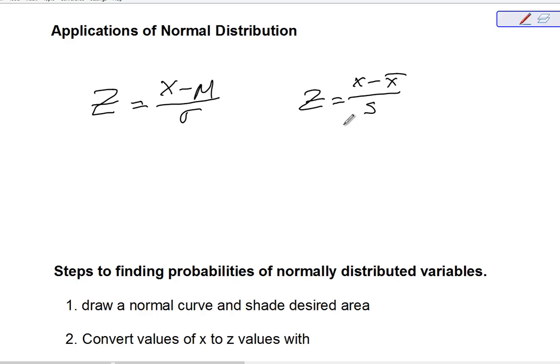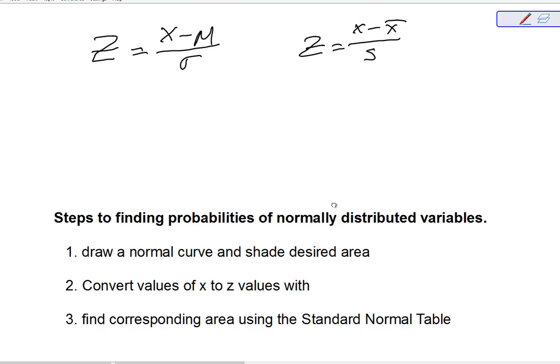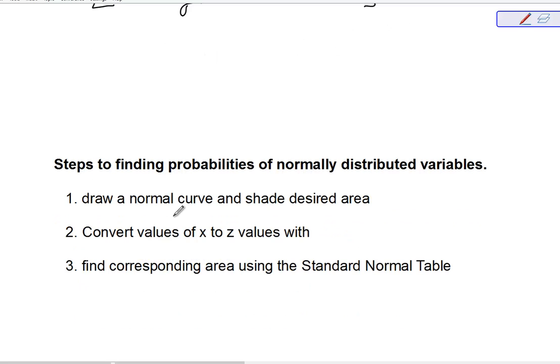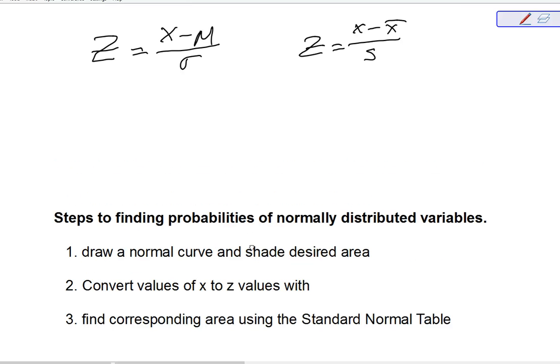How we're going to be finding these is we're first going to draw the normal curve and shade the desired area, just like we did when we were finding the area underneath the curve. But then we want to convert our x value into z values using this formula here. And then we find the corresponding areas using the standard normal curve. So let's look at an example.